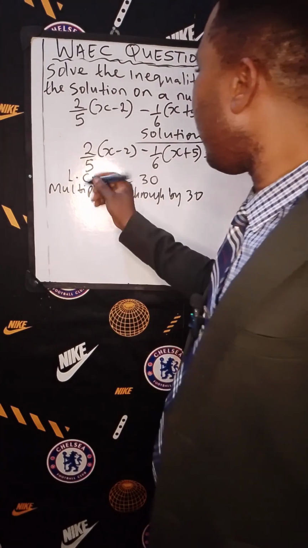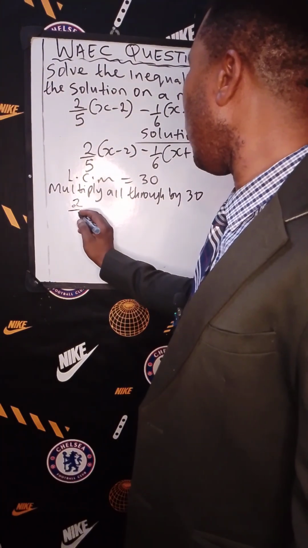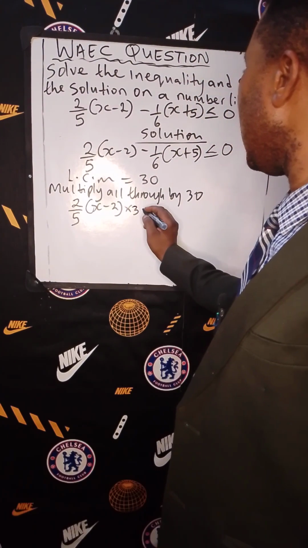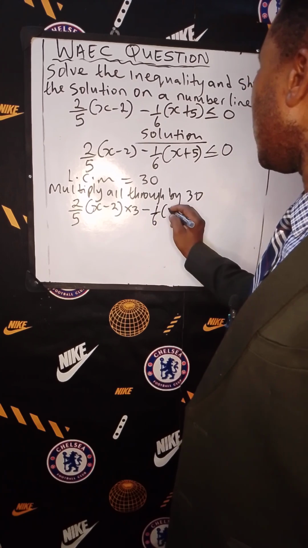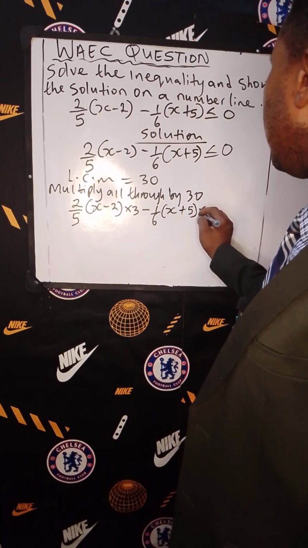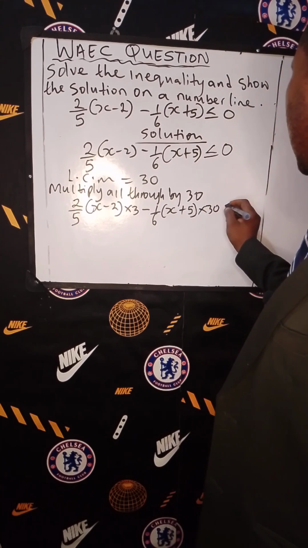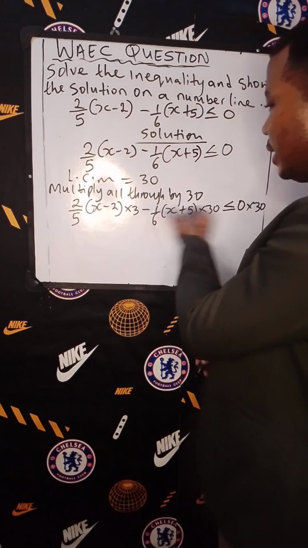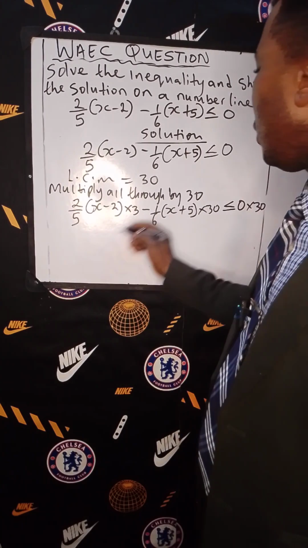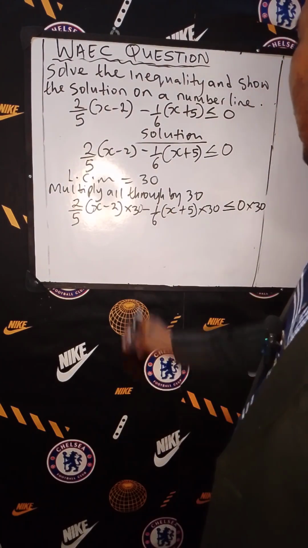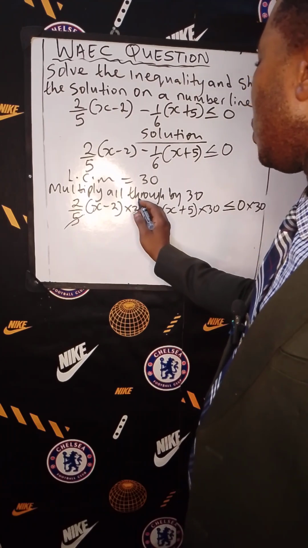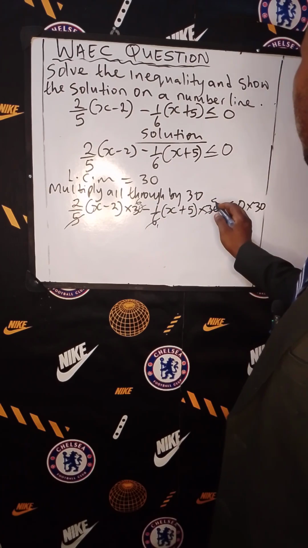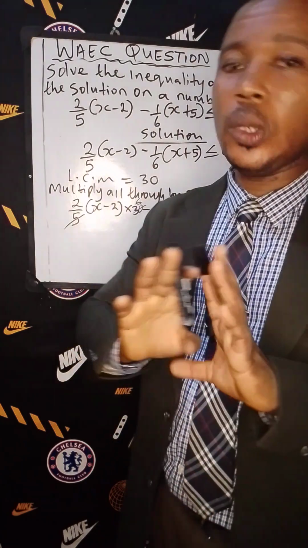So here we now have 2 over 5 in bracket (x minus 2) times 30, minus 1 over 6 in bracket (x plus 5) times 30, less than or equal to 0 times 30. Now you can see here that 5 divides 30, giving us 6. The same thing here, 6 divides itself, giving us 5. And of course, 0 times anything is always 0. You should know that.